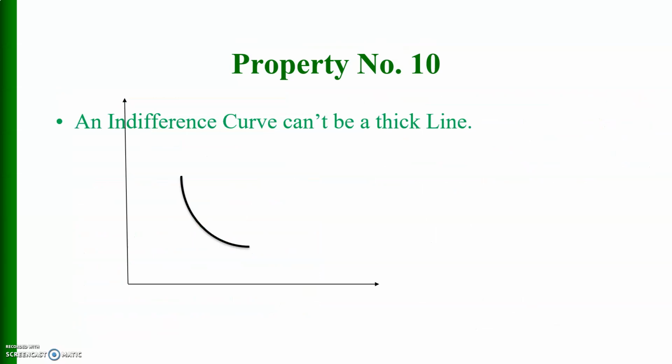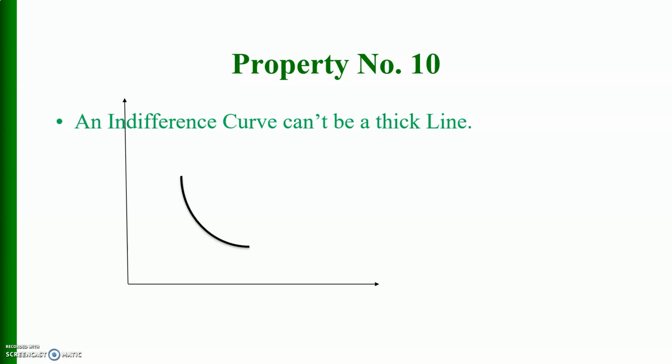Property number 10 of the indifference curve is that an indifference curve cannot be a thick line. This is so because then at a particular position there could be two combinations of X and Y, where one combination represents a higher amount of satisfaction at this point as compared to the satisfaction level at this point, because this point is at a lower position as compared to this point. So it cannot be a thick line.